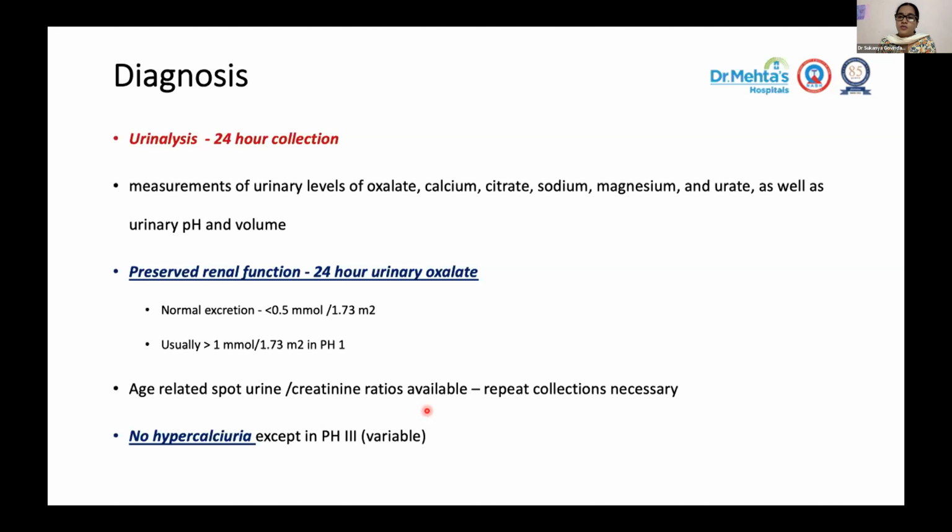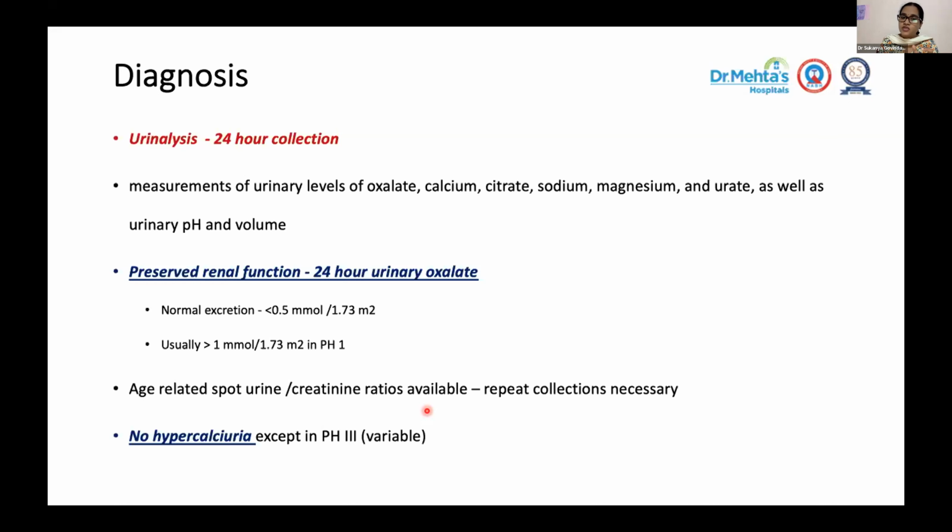Urinary calcium creatinine ratios might be helpful. It's especially low or normal in patients with hyperoxaluria. Even though these stones are calcium oxalate, many of these patients do not have hypercalciuria. In fact, many of them are reported to have low or normal calcium excretion. The exception may be primary hyperoxaluria type 3, where it's variable. Many reports of high calcium excretion have also been reported.